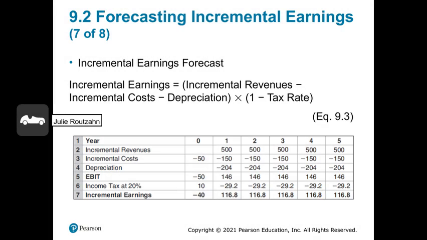So this slide puts together everything that we've done so far. And you can use equation 9.3 to get to this incremental earnings down here, the bottom line. Now note, there are no incremental revenues in year zero, right? Because we're just starting the project. We have costs in year zero, but no incremental revenue. So that means we have a loss in year zero, but then positive earnings in years 1 through 5. Notice these are not cash flows. We'll get there.